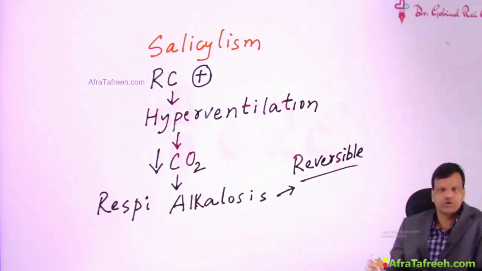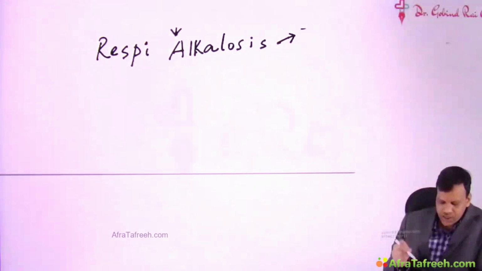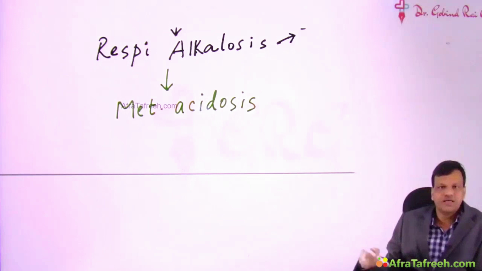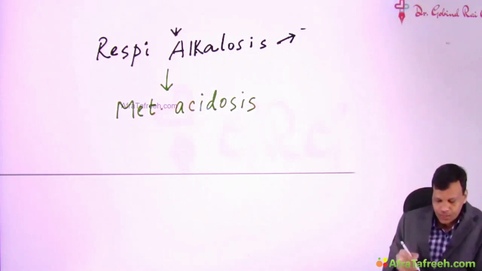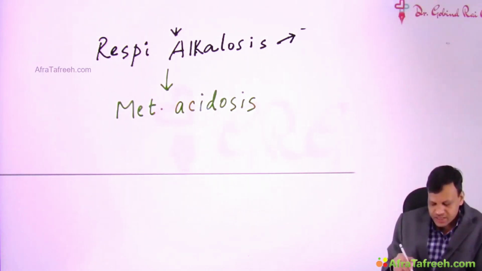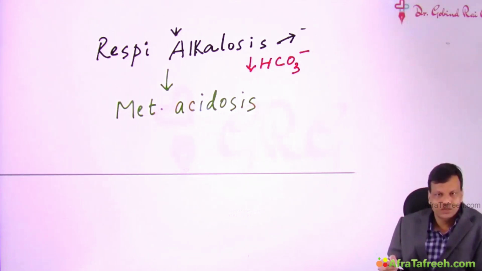Now suppose we do not stop aspirin and we continue to give it. Now this respiratory alkalosis will be converted to metabolic acidosis. Why this happens: number one, respiratory alkalosis will be compensated by the metabolic system. That means the kidney will start removing bicarbonate in the urine. When bicarbonate is removed in the urine, it becomes less in the blood. The medium will start becoming normal, neutral. From alkalosis, it will start becoming normal pH.